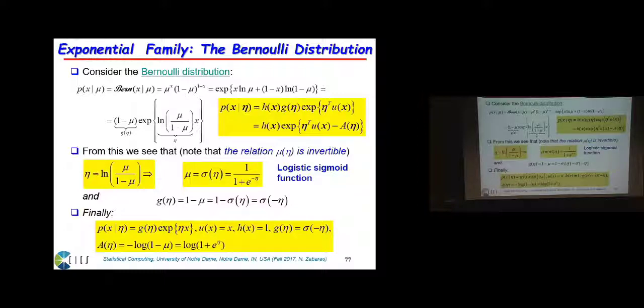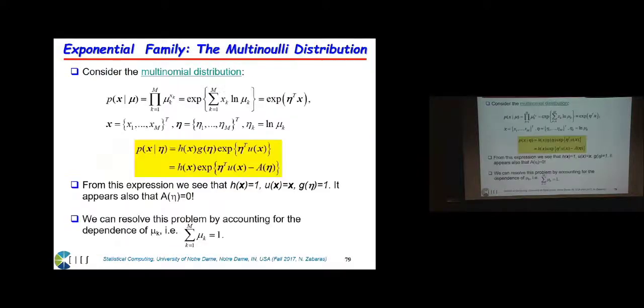Can you do this with other distributions? Let's see. Can you do this with a multinomial distribution? So it's like the Bernoulli, but now we have M states, and each of them can happen with probability mu k. So yes, from there you can write the exponential of the sum, and there is the parameter theta, and it comes out that eta k is log of mu k.